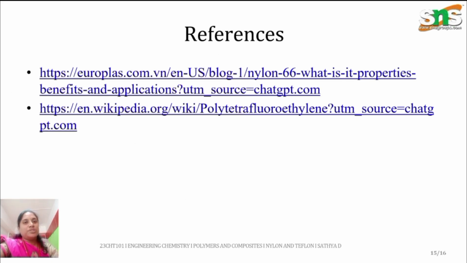We discussed nylon and Teflon, their preparation and polymerization process, and also their applications. Nylon and Teflon are very important polymers in day-to-day life because we use them in a lot of things. Teflon has a very good property for cooking vessels. That's why we use Teflon as a coating in non-stick pans.